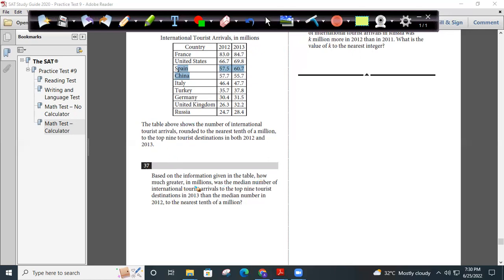Based on the information given in the table, how much greater in millions was the median number of international tourist arrivals in the top 9 tourist destinations? So he's asking me to find the median in this case, and subtract both of them. But are they arranged in order or not? Yeah, they're arranged in order. So now I need to find the middlemost of 9 terms. When there are 9 terms, I know the fifth term is my median. This is my fifth term. So 47.7 in 2013 and 46.4 in 2012. So that minus this is 1.3.